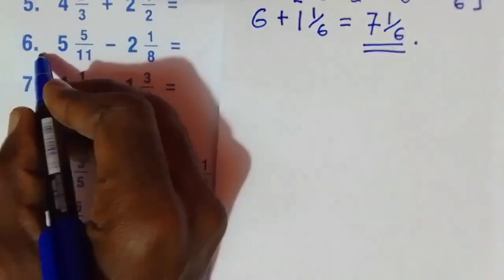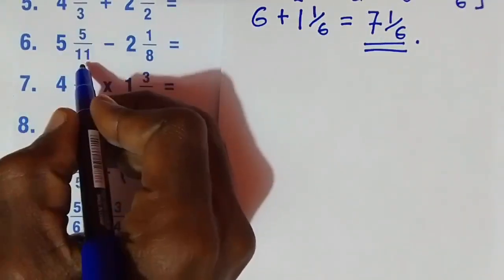Number 6, we have 5 5 over 11, take away 2, 1 over 8.